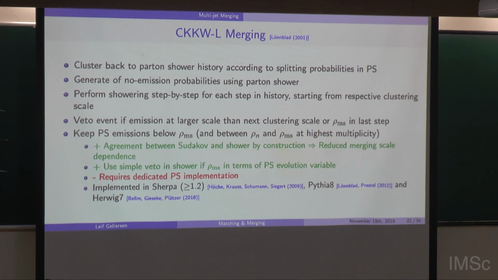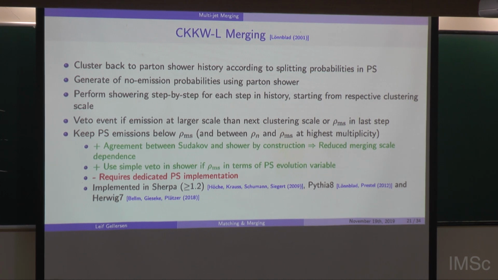So you do this inversion of the Parton shower history to get your states and find out how the full cascade looked like. Then you generate no-emission probabilities also using the Parton shower. So you feed your Parton shower the partonic configuration and then just run it to see if it would have emitted or not. And this is how you would estimate your no-emission probability in this scheme. And this is done step by step for each intermediate step in the Parton configuration. And then, yeah, you can veto if you emit, or just keep emissions below this cut.